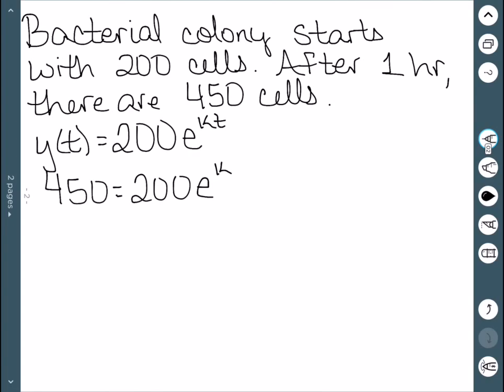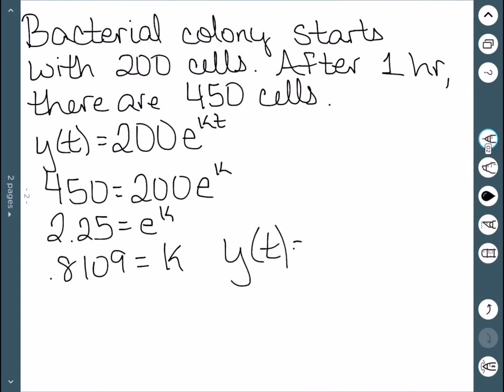And now we can simply solve this equation. We start by doing 450 divided by 200 to get 2.25 equal to e to the k. We can then take the natural log of both sides. And when we do that, we get approximately 0.8109 is equal to k. Therefore, our exponential model says y of t is equal to 200 e to the 0.8109 t.